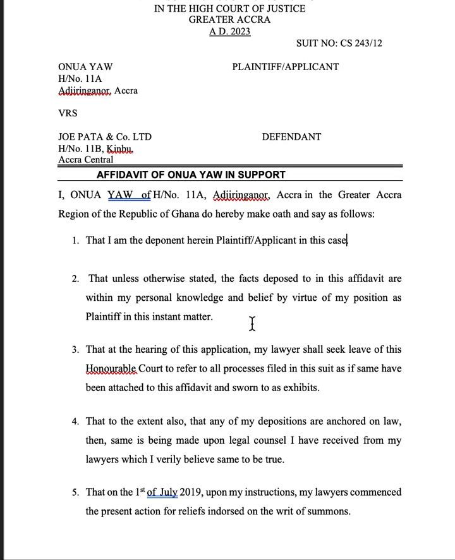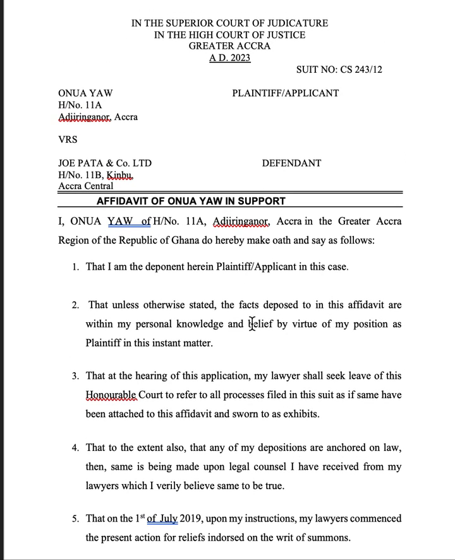3. That at the hearing of this application, my lawyer shall seek leave of this honorable court to refer to all processes filed in this suit, as if same have been annexed to this affidavit and sworn to as exhibit. 4. That to the extent also that any of my depositions are anchored on law, then same is being made upon legal counsel I have received from my lawyers, which I verily believe same to be true.